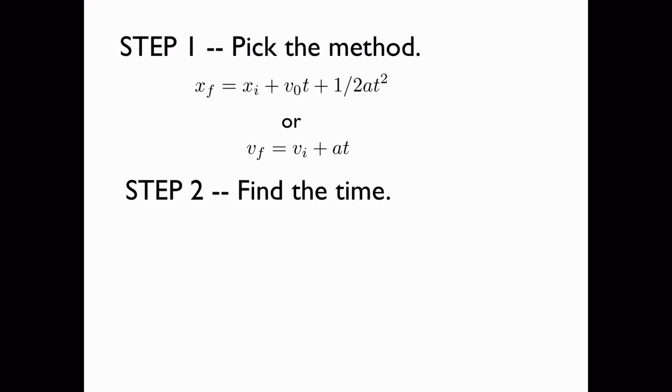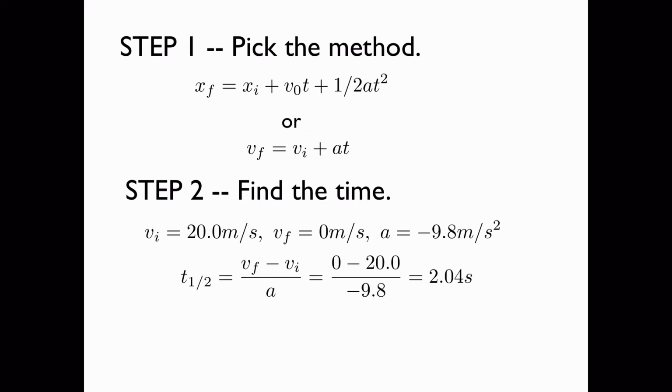So finding the time. Like I said, we know the initial velocity, the velocity at the top of its path, and the acceleration of gravity. With this, we can find the time it takes for the ball to reach the top of its path. In this case, it's 2.04 seconds. Then, to find the time it takes for the ball to make the whole trip, we simply multiply by 2, giving 4.08 seconds.